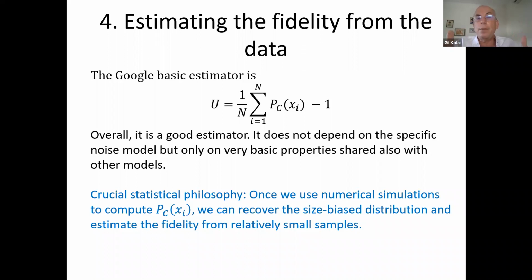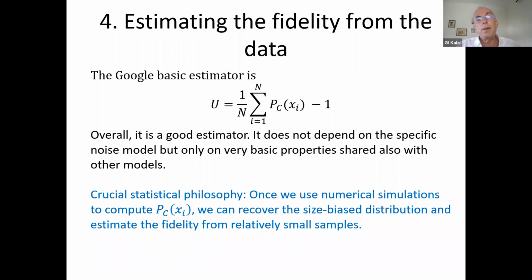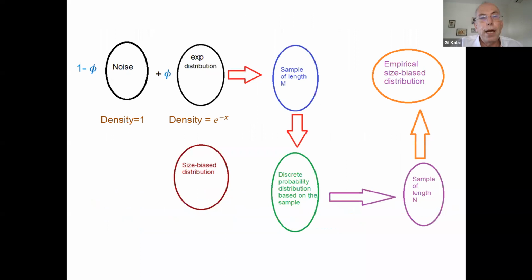Essentially, we cannot recover the discrete probability distribution, because this is a probability distribution on a space of size 2 to the 53, but we can still recover the empirical size bias distribution. And from the empirical size bias distribution, we can recover the fidelity phi. So this is the philosophy.